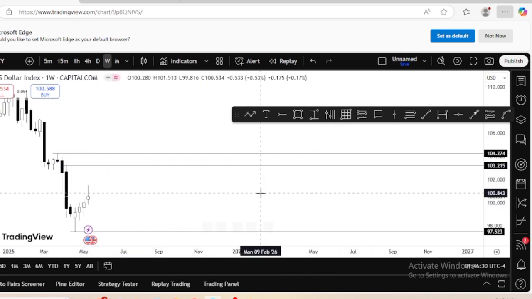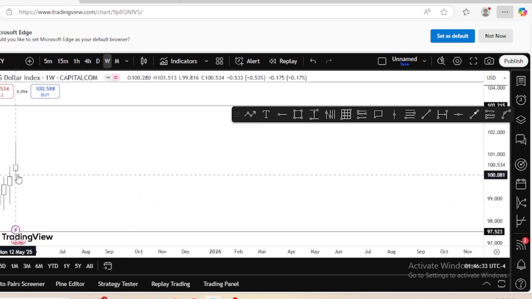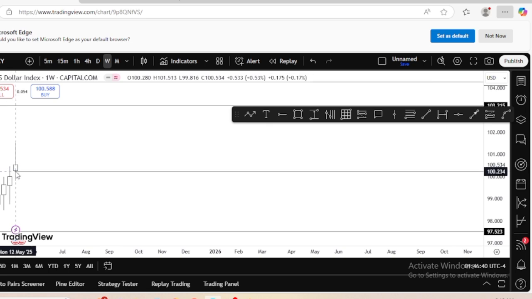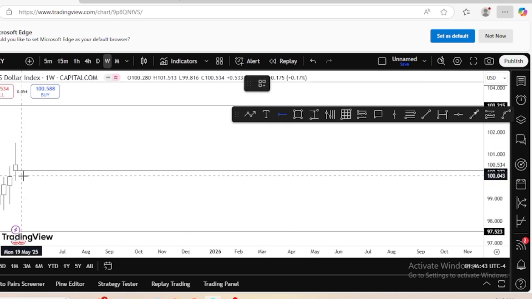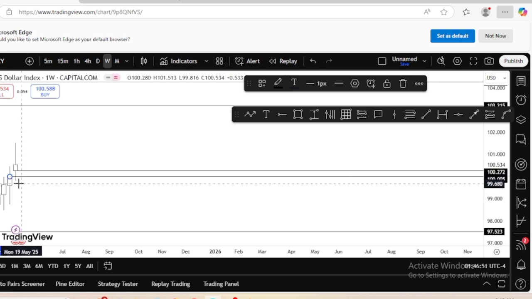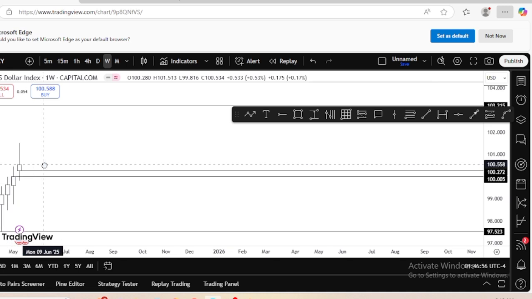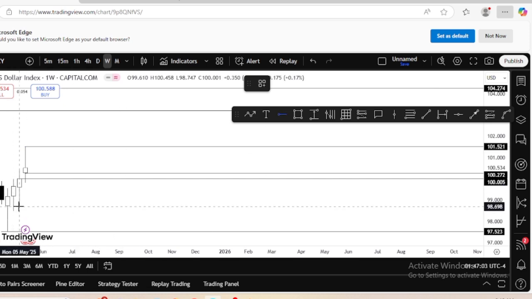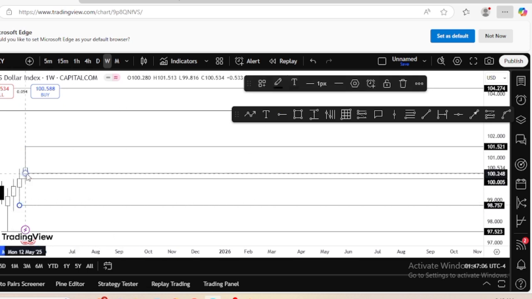Then if I remove this one, you see that we have this weekly gap here. If price can tap into this, that should be our key level. We're looking from this side to this side in the weekly. Then we'll be looking at this weekly volume imbalance that is here. The weekly volume imbalance is going to be our weekly key level. So from here, we'll now be looking at how price is going to react.